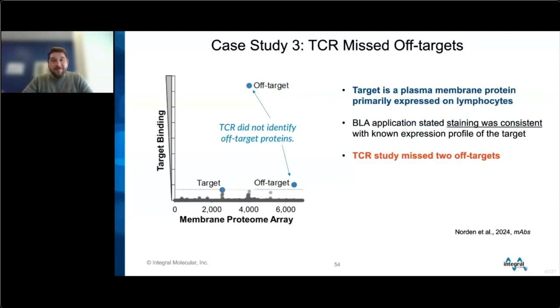Finally, there are simply the ones that we can't quite explain. There are many instances where a target is a plasma membrane protein, in this case, for this molecule expressed on lymphocytes, which can be a difficult tissue to assess using the TCR technology. And again, the application stated that staining was consistent with a known expression profile in lymphocytes. However, our platform revealed 2 additional off-targets that were not discovered by the TCR for unknown reasons.